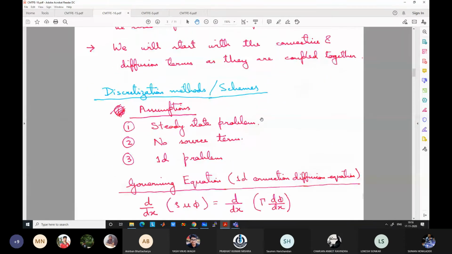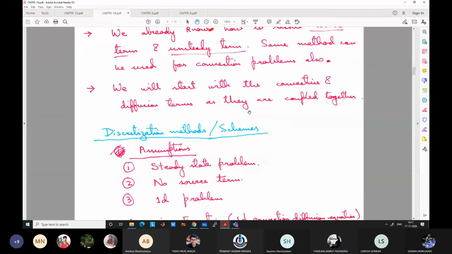So to simplify the problem, let us start with a very simple 1D problem, which only has the convection and diffusion terms, because convection and diffusion are actually related. When I say convection, I am using the colloquial, commonly used language. Actually, what I am saying is the advection term and the diffusion term. Advection is the transport due to the fluid flow, and diffusion is the transport due to local movement, like Brownian motion.